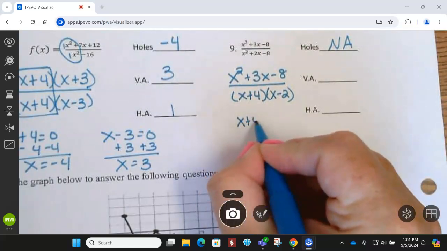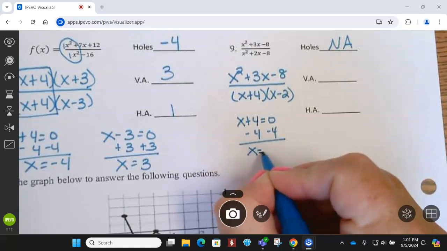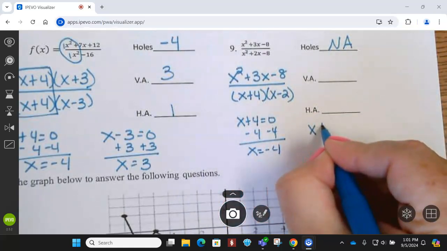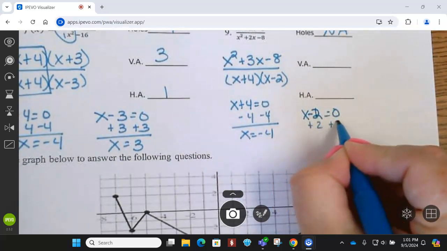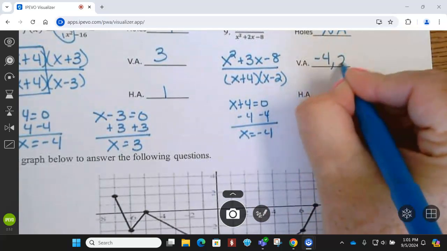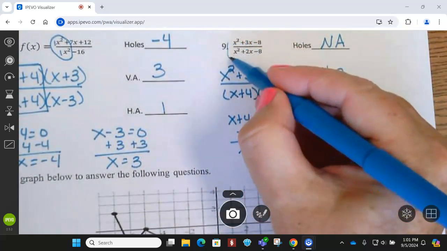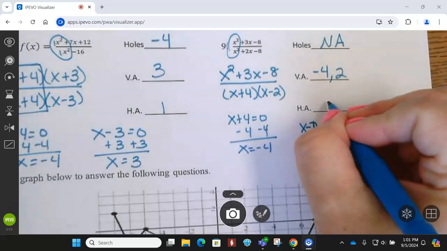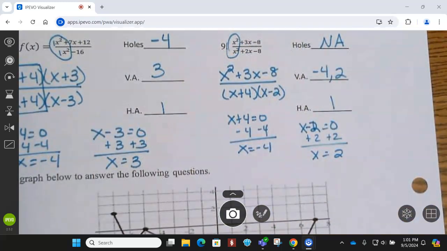So x plus 4 equals 0. Subtract, so x equals negative 4, and x minus 2 equals 0, and then add 2 to both sides. Yes, you can have two vertical asymptotes, so negative 4 and 2. And again, we look here, we have a common degree on top and bottom, so the answer is 1.